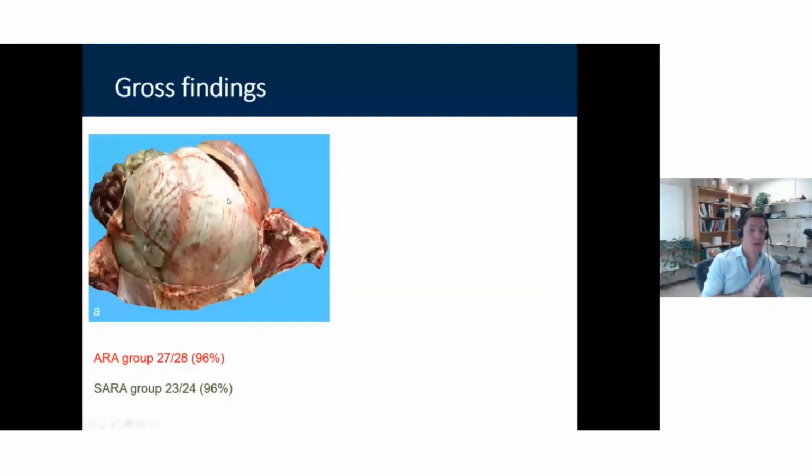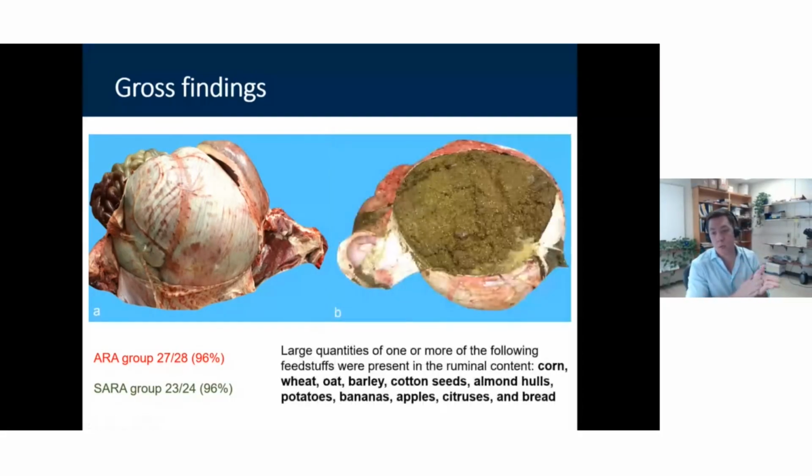When we move on to the findings on the necropsy floor, gross examination revealed, in both groups, extremely distended abdomens and a distended rumen with congested vessels. When we opened it up, in this case, there were large amounts of wheat in the ruminal contents, along with fluid that is also part of the ruminal contents. But we actually see a variety of different feedstuffs in these cases, not only wheat but also corn and other sources of carbohydrates.